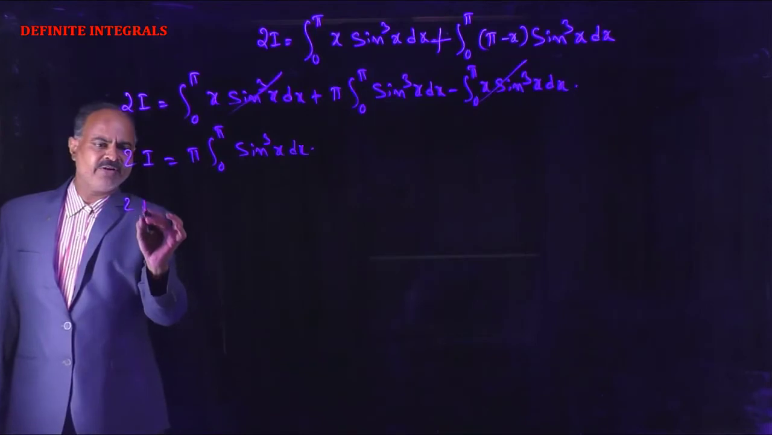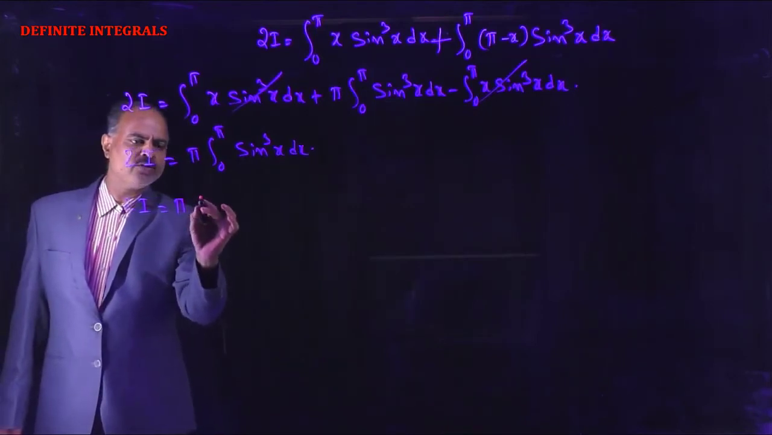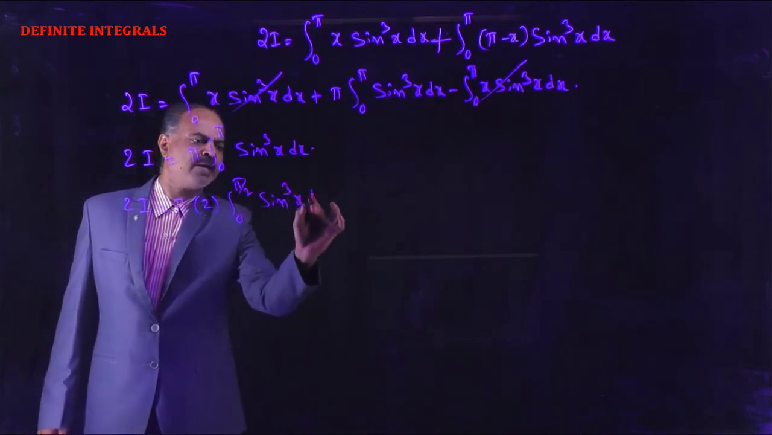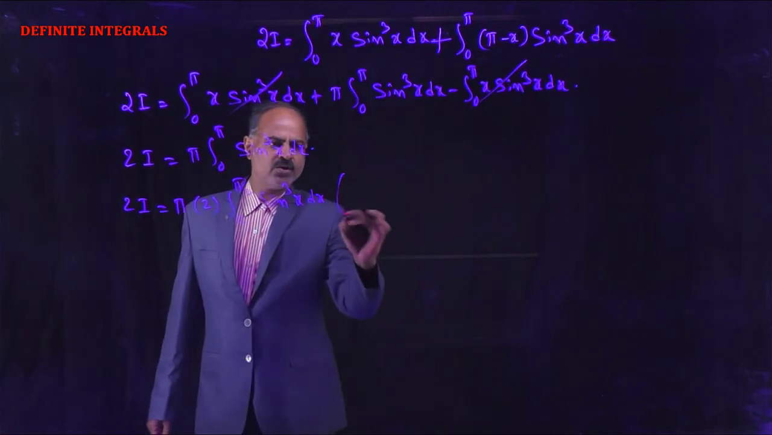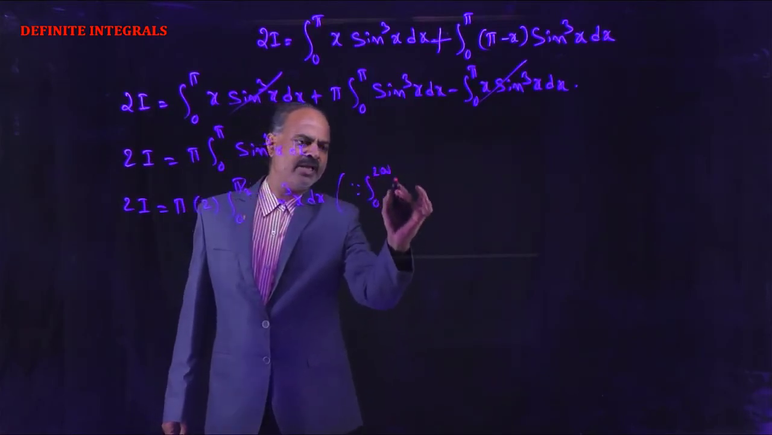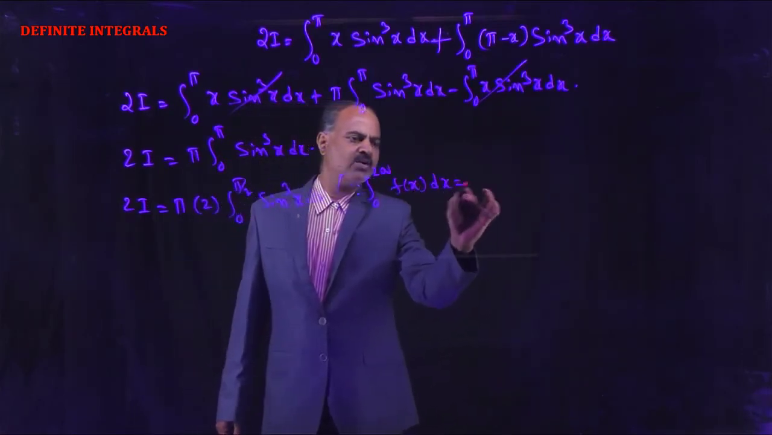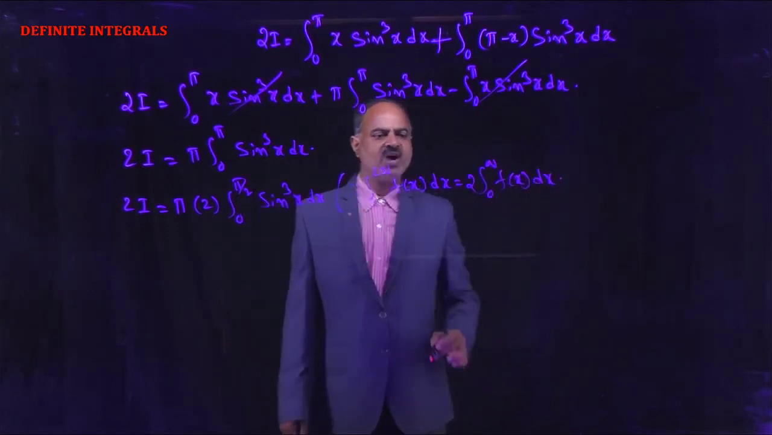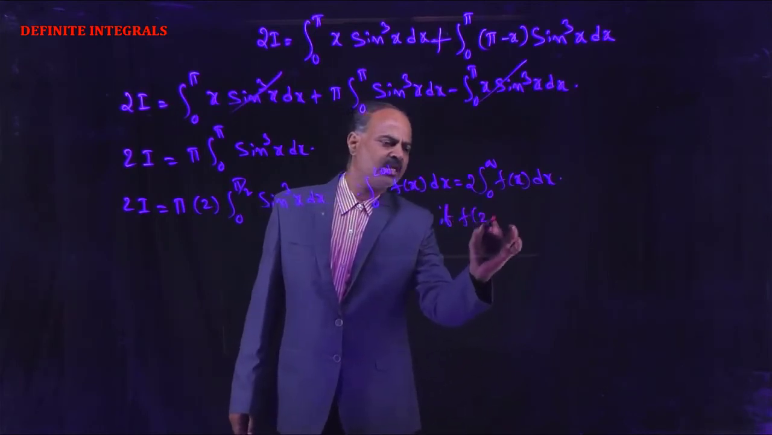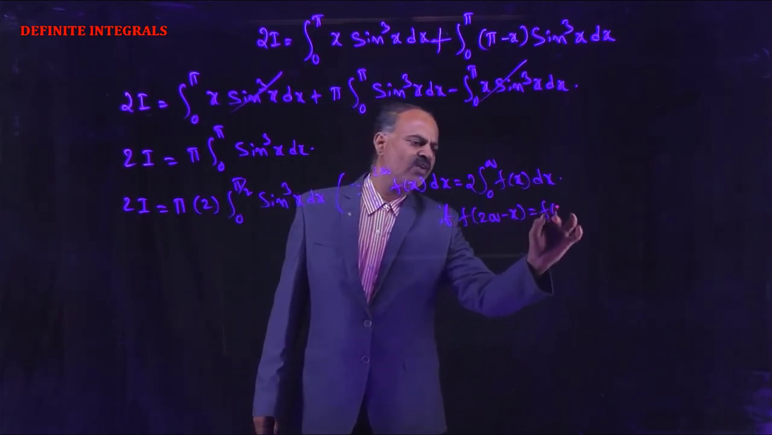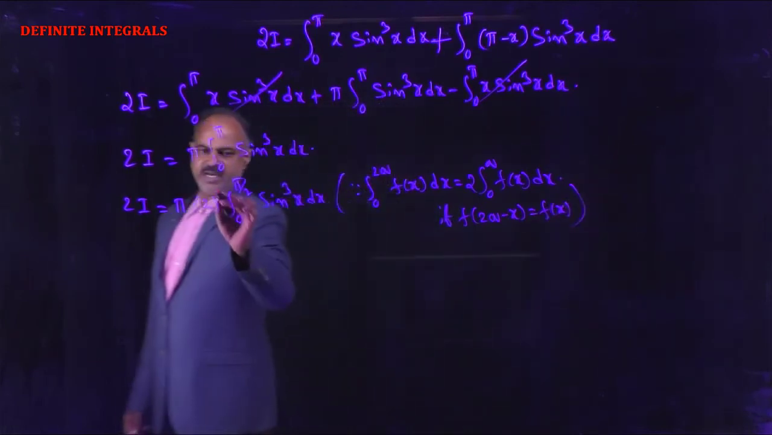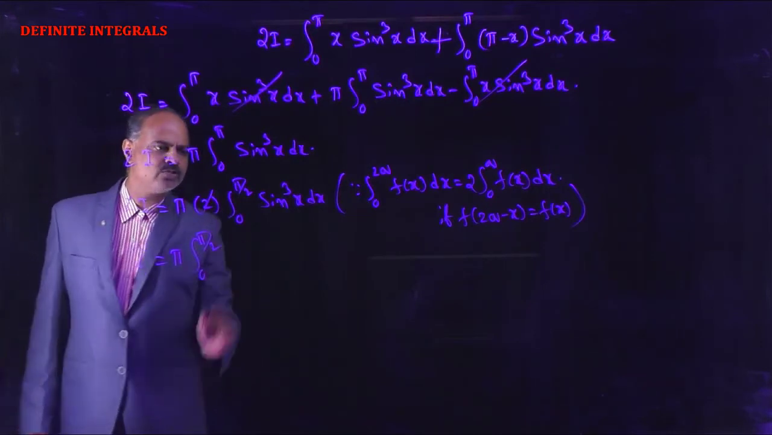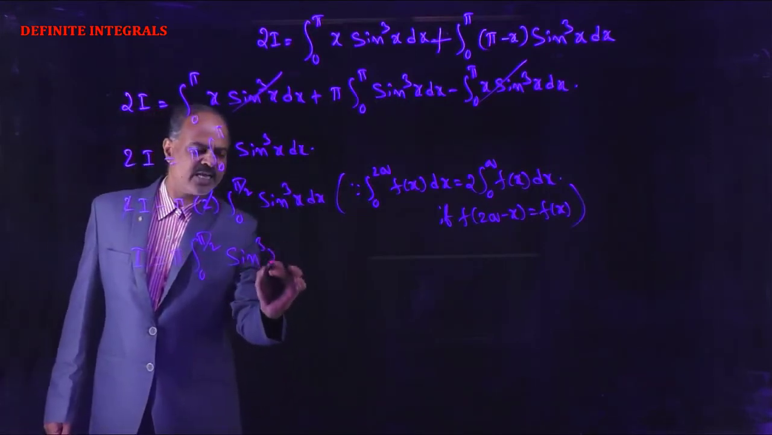Now this can be written as 2I equal to pi into 2 into integral 0 to pi by 2 sine cube x dx, since integral 0 to 2a f of x dx equals 2 into integral 0 to a f of x dx, if f of (2a minus x) equals f of x. Now the 2 and 2 get cancelled. I equals pi into integral 0 to pi by 2 sine cube x dx.